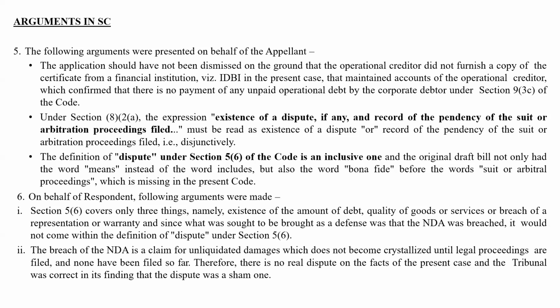One of the issues which came before the Supreme Court was regarding Section 5, subsection 6, because it has the definition of dispute. What it says is that dispute includes a suit or arbitration proceedings relating to the existence of the amount of debt, quality of goods or services, or the breach of a representation or warranty. Now, what was sought to be brought as a defense was that the non-disclosure agreement was breached and it would not come within the definition of dispute. So this was one of the issues, whether breach of a non-disclosure agreement comes within the definition of dispute given in Section 5, subsection 6.